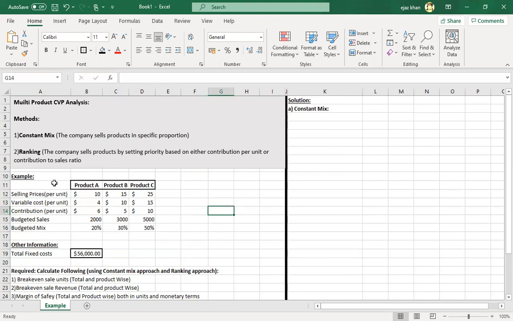In this particular question, a company sells three products, product A, B, and C, with different selling prices, different variable cost, and different contributions. The budgeted sales demand for each of the three products are 2,000, 3,000, 5,000. And if the company sells these products in a constant mix, that constant mix is going to be 20%, 30%, and 50%. But that is only in case the company uses a constant mix approach.